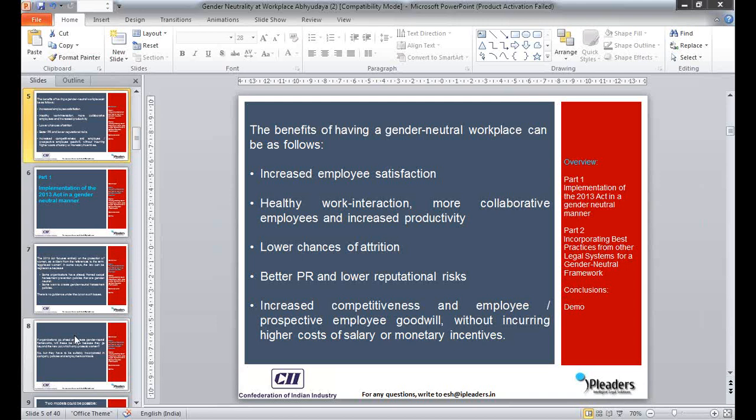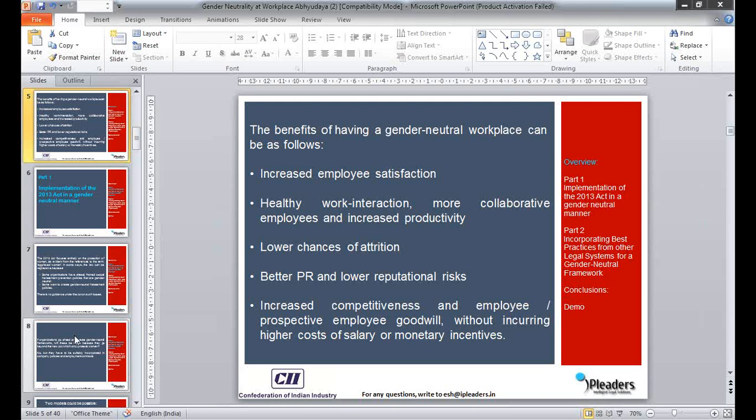I am including any transgender employees who are working at the workplace. Many workplaces have them, so I am including them within the ambit of male and female. I will not be separately stating this term, just for the sake of convenience at the moment.